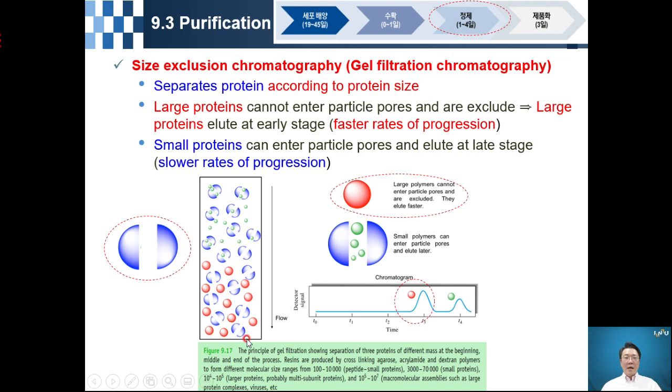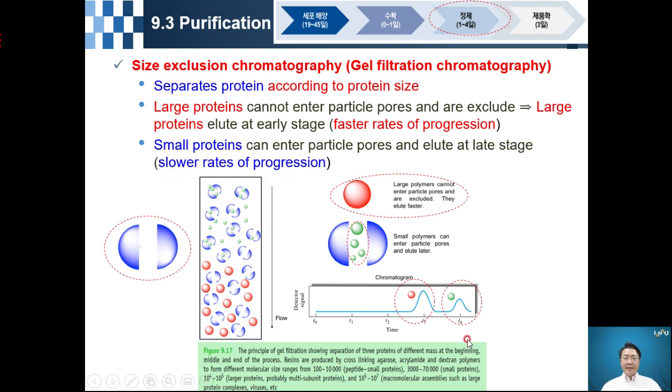However, small proteins can enter the particle pores. So they will elute at late stages. That's why small proteins exhibit a slow rate of progression.